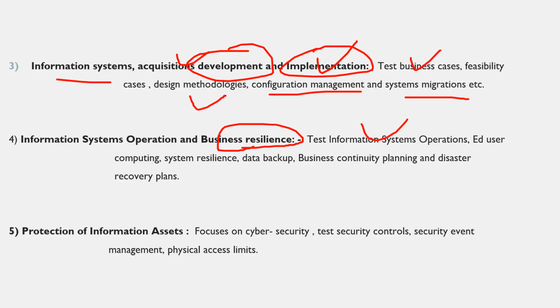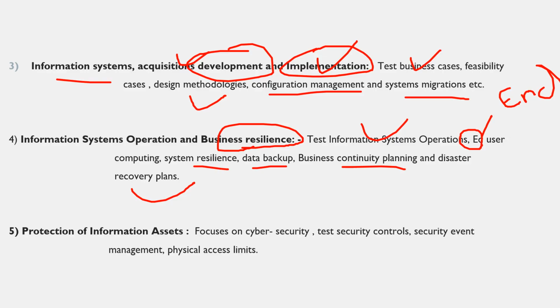Test information systems operations and user. The spelling of "and" is not correct here; this is actually "end" user computing, system resilience, data backup, business continuity planning, and disaster recovery schedules. So this is what we have in business resilience.